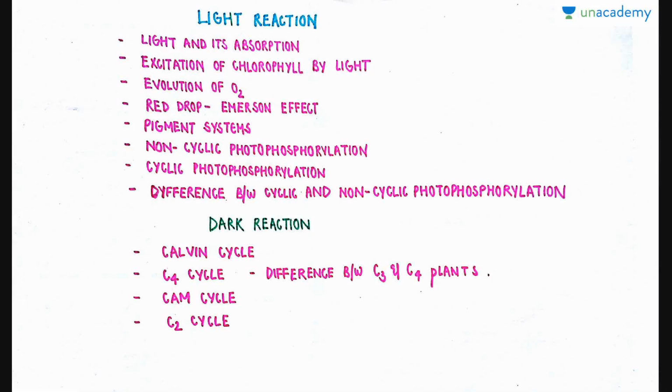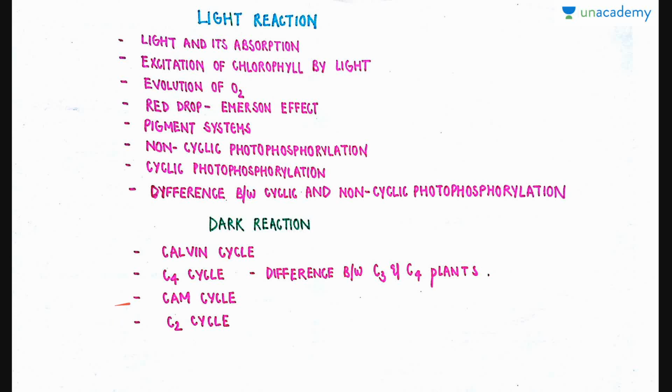Now this is the sixth video of the course on photosynthesis. I've already covered all the topics of light reaction. Now I am moving straight towards dark reaction. The topics left to cover in this course are the Calvin cycle, C4 cycle, CAM cycle and C2 cycle.